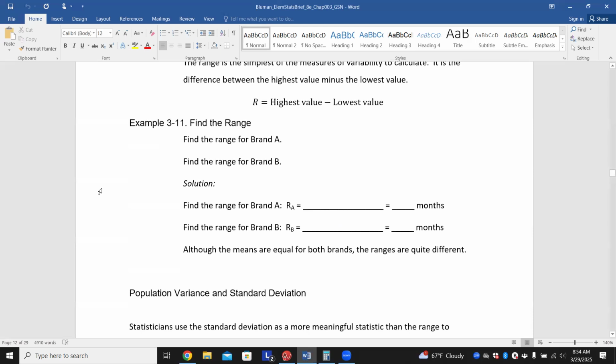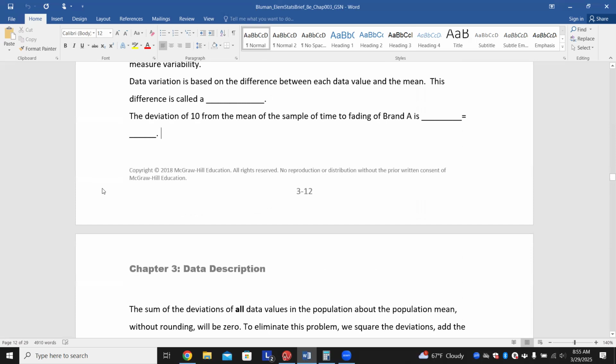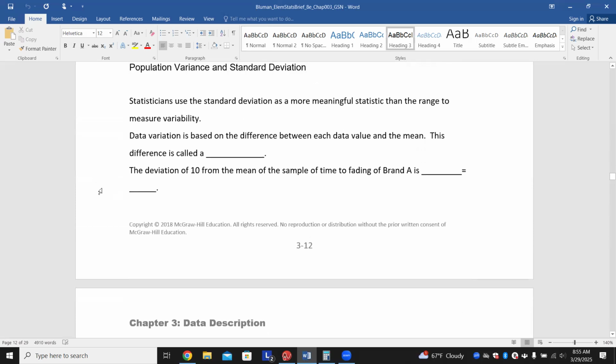The next type of variability is population variance and standard deviation. Statisticians use the standard deviation as a more meaningful statistic than the range to measure variability. Data variation is based on the difference between each data value and the mean. This is called the deviation. Basically, how many deviations away from the mean are you?